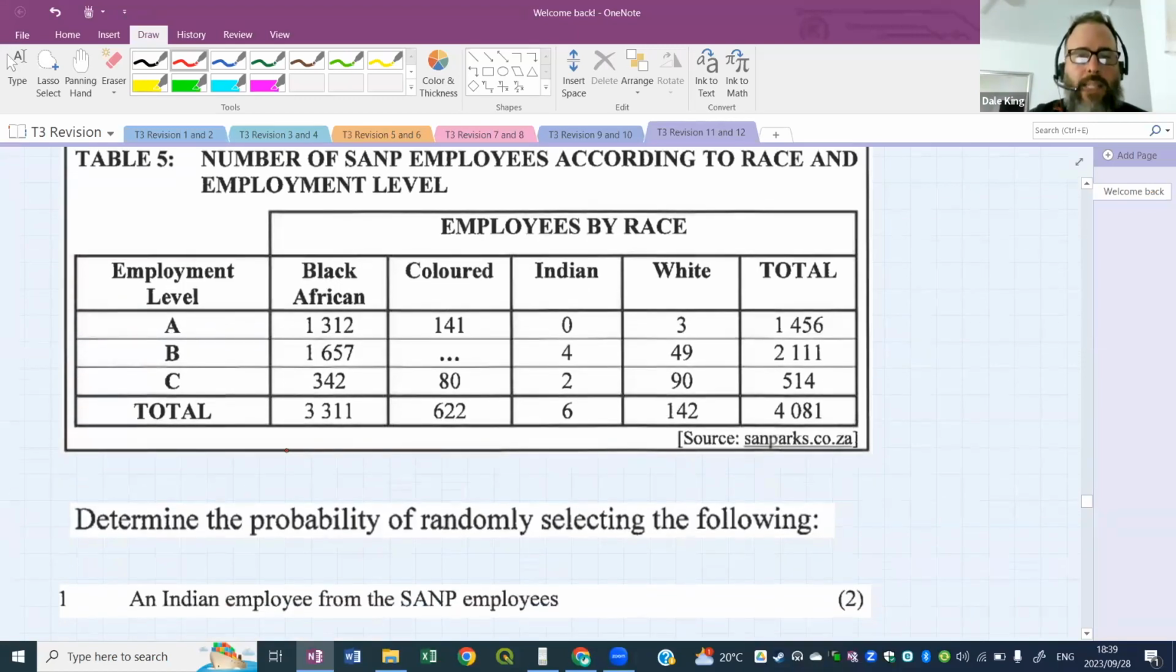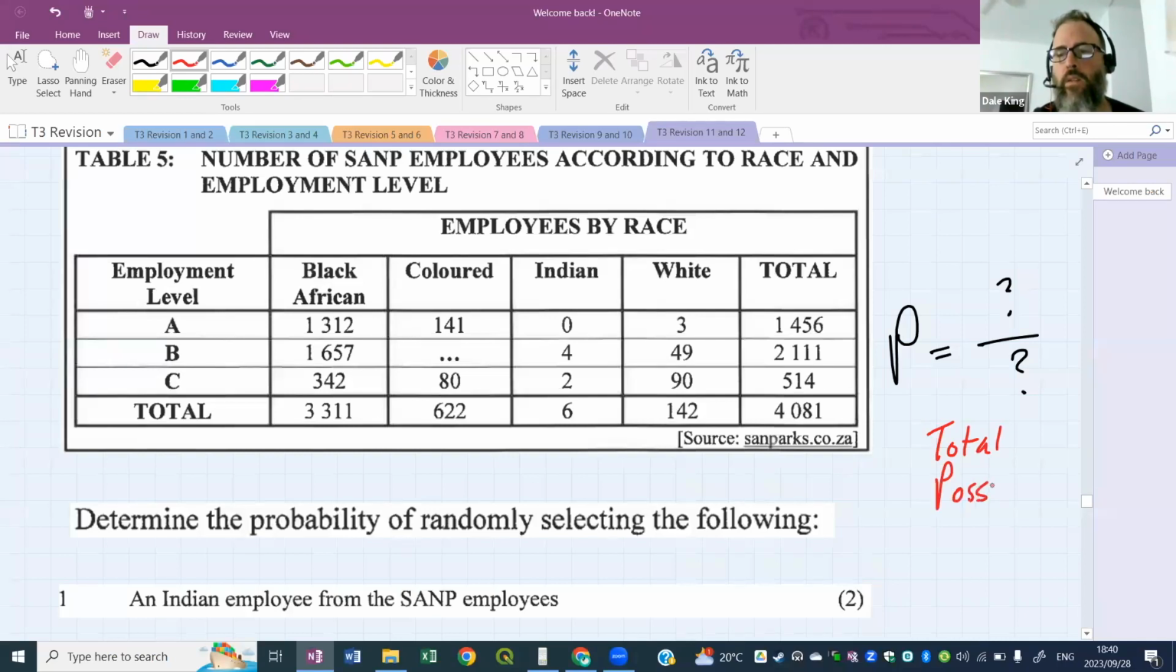Determine the probability. Now, as soon as they say that word, you know that there's a formula. You need a fraction. The probability will equal a number at the top and a number at the bottom. Remember that, the number at the bottom is the important one. So when they say determine the probability, you need to know the total possible. That goes at the bottom of your fraction.